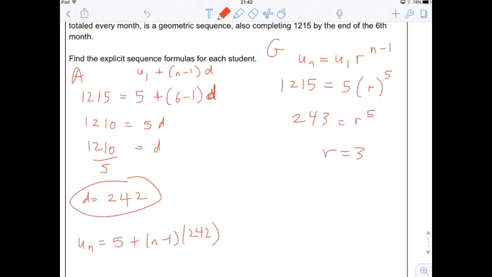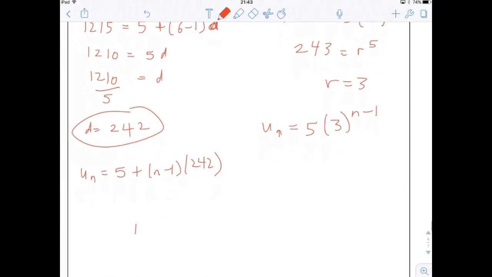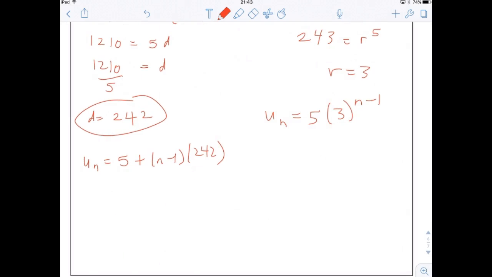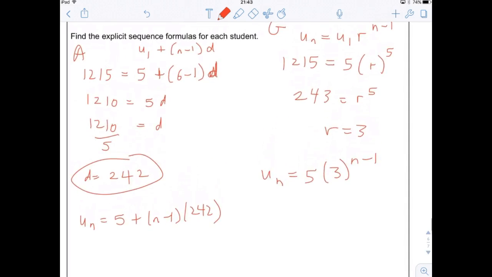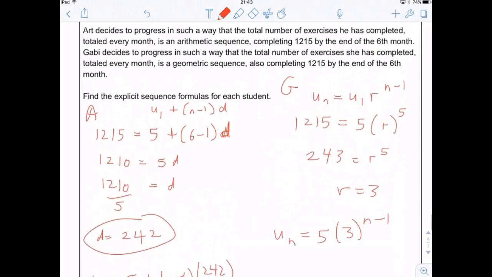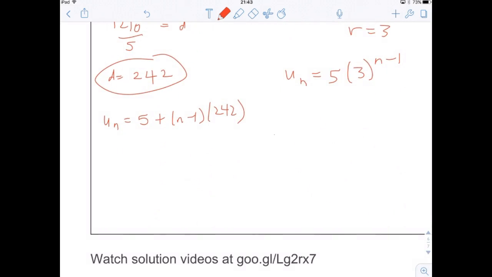Okay, now we're going to write Gabby's sequence. It's going to be un equals u1 times r to the n minus 1. u1 is 5, just like it was last time, and r turns out to be 3. So the number of exercises being completed, counted at the end of every month, for Art follows this sequence, and for Gabby follows this sequence.